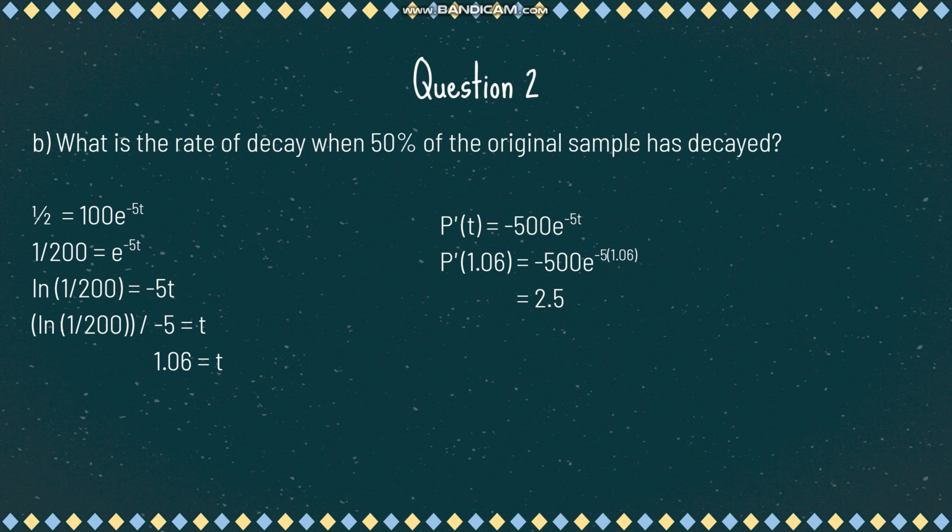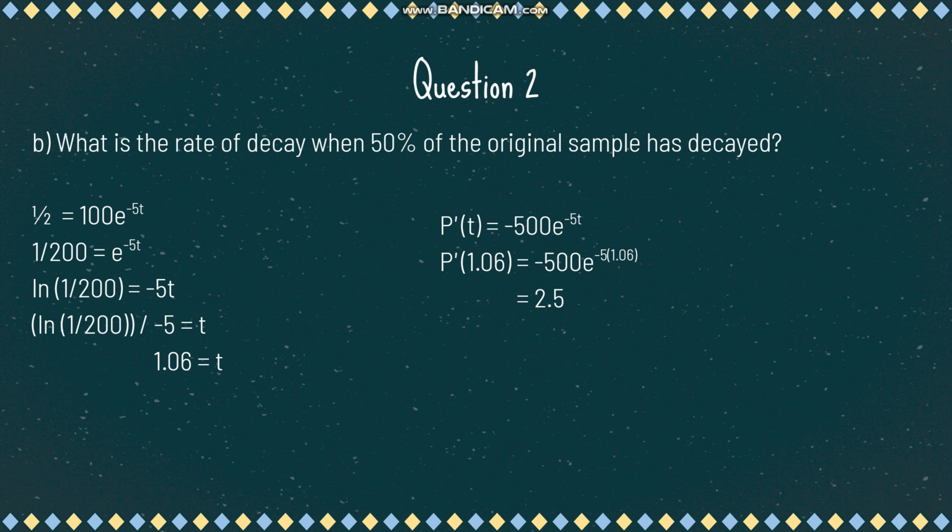B, what's the rate of decay when 50% of the original sample has decayed? So 50% of the original amount will be 50%, which is 0.5, also known as 1 divided by 2, because it's the same thing. You can use both. So then the equation is 1 divided by 2 equals 100 e to the power of negative 5t. So we bring 100 to the other side, dividing both sides by 100, so it'll be 1 divided by 200 equals e to the power of negative 5t.